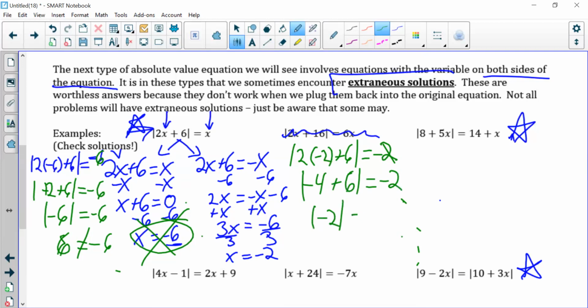Absolute value of negative 2 equals negative 2. Absolute value of negative 2 is just 2. So 2 equals negative 2. No, it doesn't. It does not equal negative 2. So this is not a solution either. So in this particular one, we do not have a solution.